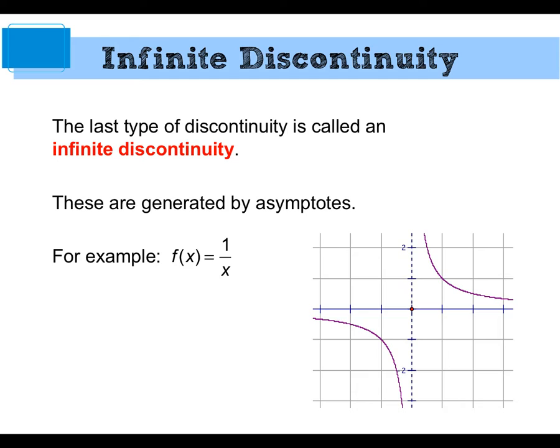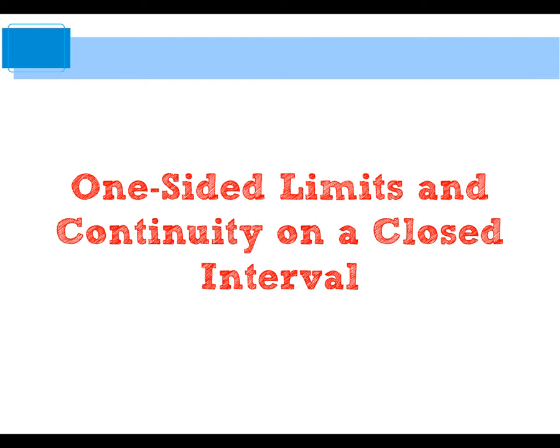That's it. No matter what else pops up in a function that's going to cause problems, they can be explained by one of those three things: removable, jump, and infinite. And sometimes you can get crazy and have more than one in the same graph. Once you have one thing, you're done, and it's discontinuous. Okay.